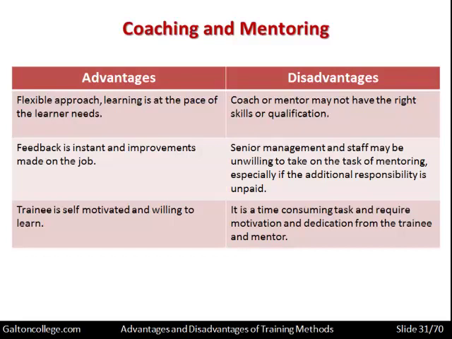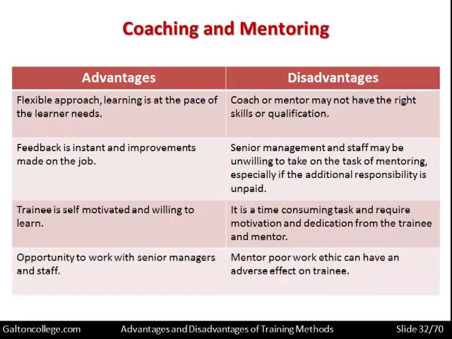These are on-the-job issues. Now let's turn our attention to, there's one last one I should say: opportunities to work with senior managers and staff. Well, those who are being mentored do have an opportunity sometimes to work with senior management and staff. Not always, but they may have, and if they have, that's a bonus. That's something to be welcomed, and the person being mentored will be fortunate if they get some time from the senior managers and staff.